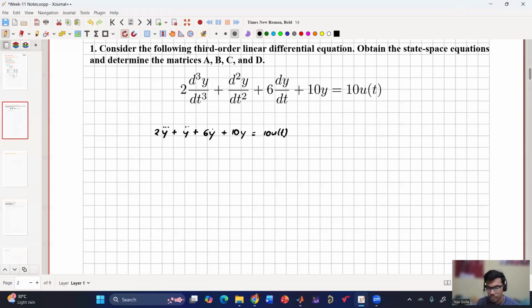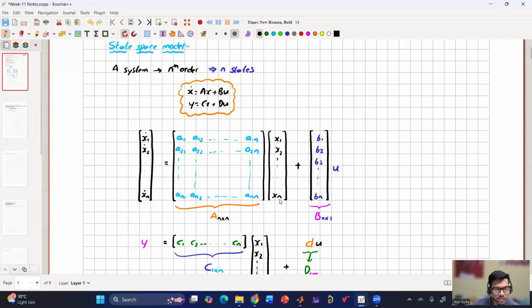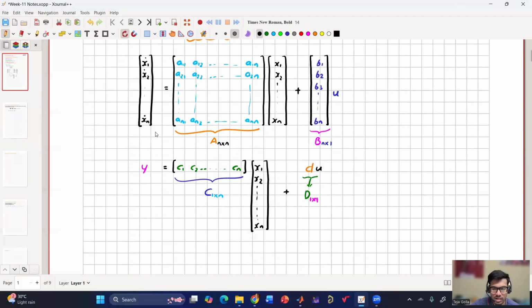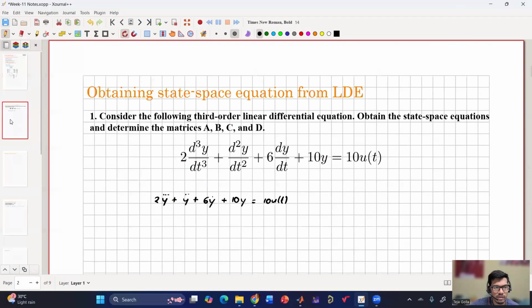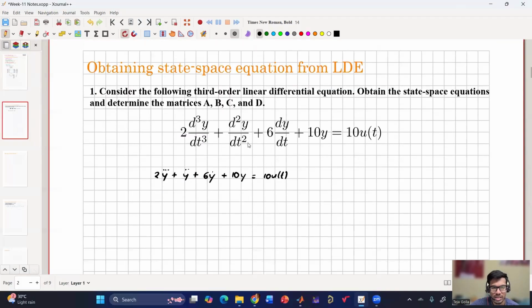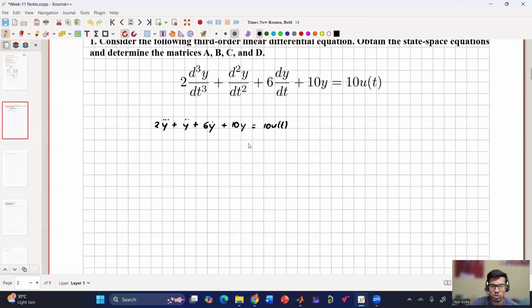So whenever we see any such linear differential equation, first we have to assume what the states are, and then after getting the states, we have to write the individual equations. So if the system is of nth order, you will get n such equations. But if it is second order, you will get two such equations. So here we can see it is of third order, so we'll get three such equations. So we need to choose three states. So this is a third order system.